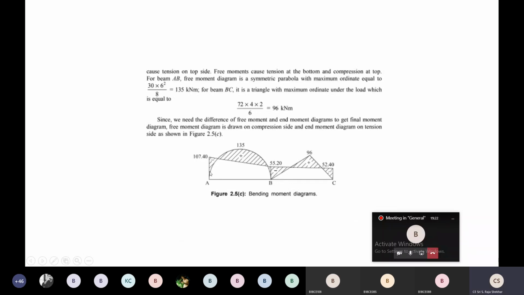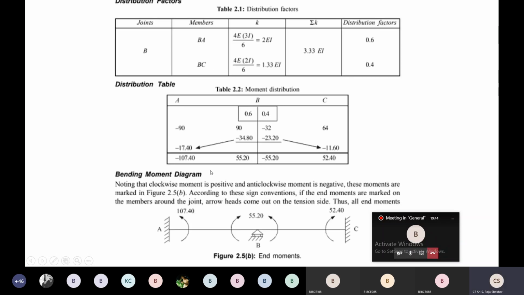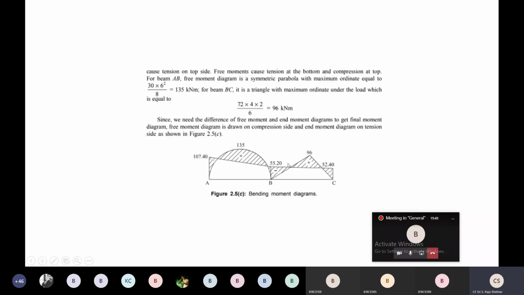We have fixed end moment is 107.40. For NDA we have 107.40 moment is there. For end B, support B or joint B, we have final end moment 55.20. For the support C we have 52.40. Just now we calculated 107, 55, 52. Just mark it. 52 is less. After that 55 is somewhat more than 52. After that 107 is somewhat more than that.